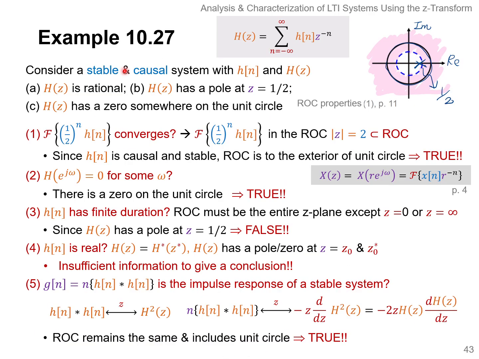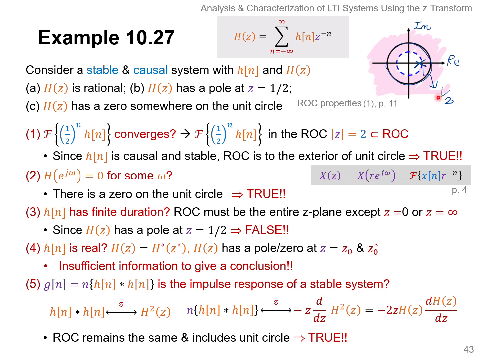In this example, we study a system that is stable and causal. We are told several facts about the system. The system function is rational. There is a pole at 1/2. There is a 0 on the unit circle. From what I see, the ROC looks like this.